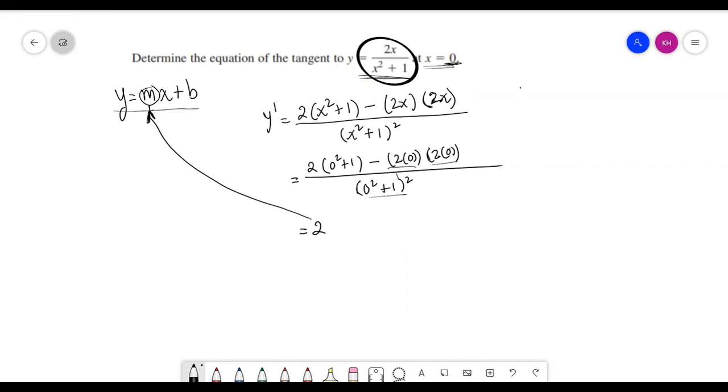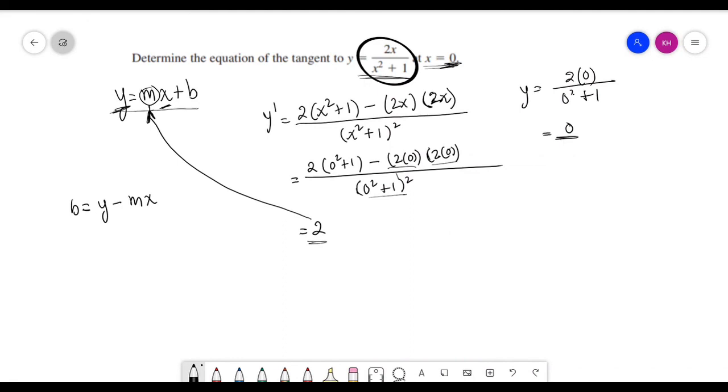So let's plug that in. So y equals 2 times 0 divided by 0 square plus 1. This is going to be 0. So now we have our x value, which is 0. We have our y value, which is 0. We have our m, which is 2. So we can find our b. So b is going to be y minus mx.